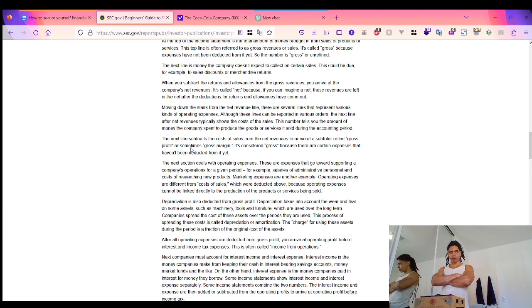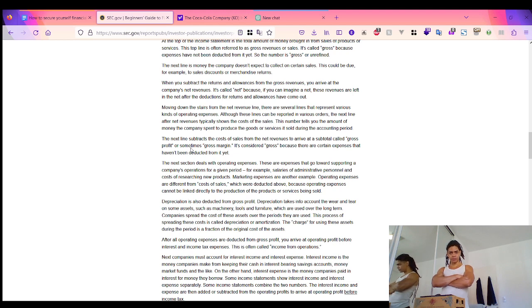So gross profit. You start with it in an income statement. And also, the next line is money that a company doesn't expect to collect from sales, like discounts or merchandise returns. And when you subtract the return and allowance from the gross revenue, you arrive at net revenue.